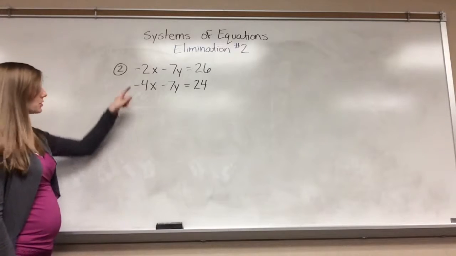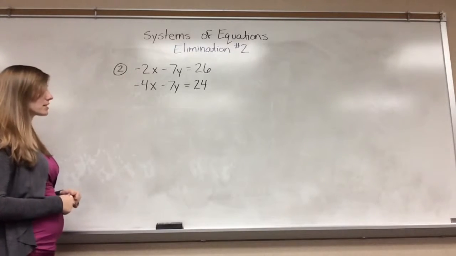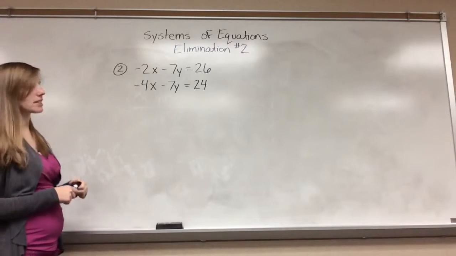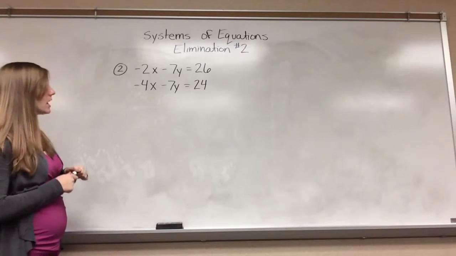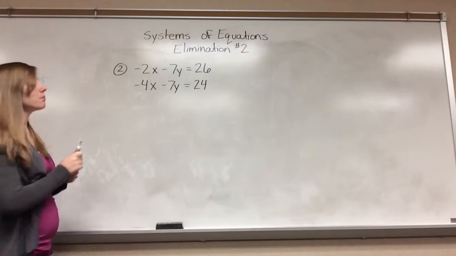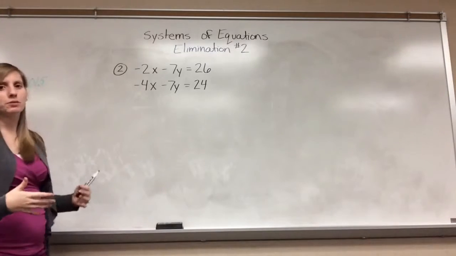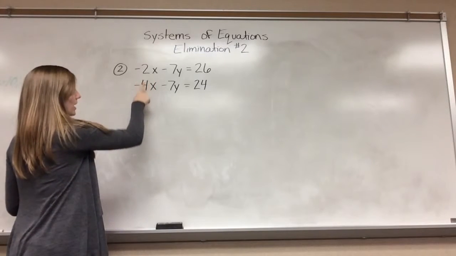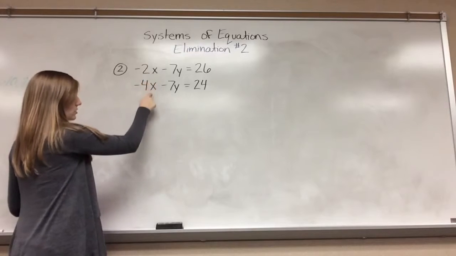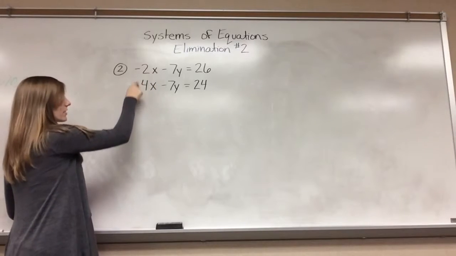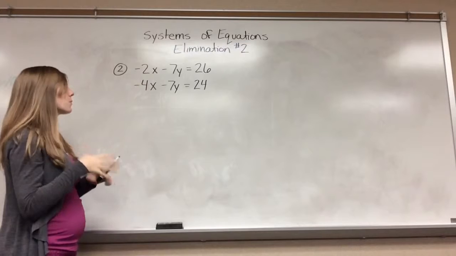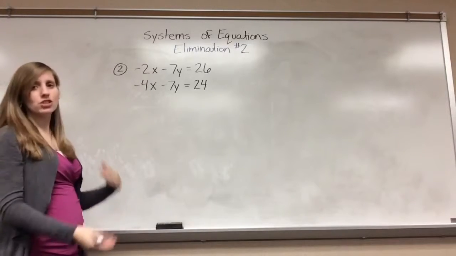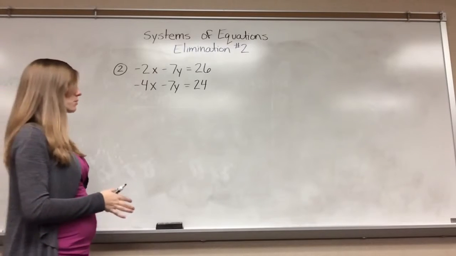For problem number 2, our equations are negative 2x minus 7y equals 26 and negative 4x minus 7y equals 24. Now we need to take a look at both sets of letters and figure out which one would be the easiest for us to work with. For the x's, we have negative 2x and negative 4x. The letters are the same, but the numbers are different and the signs are the same. So even if I multiply by negative 1, these are not going to cancel. So I'm going to check the y's and see if those would be easier to work with.